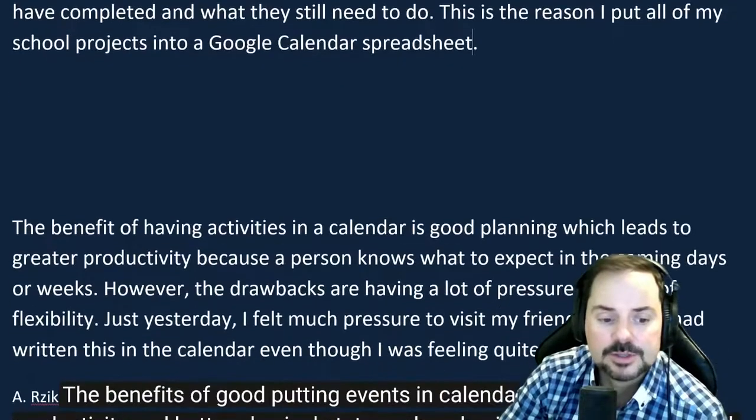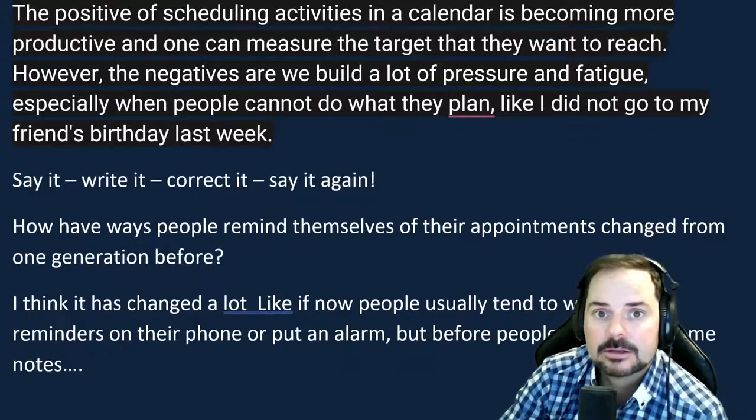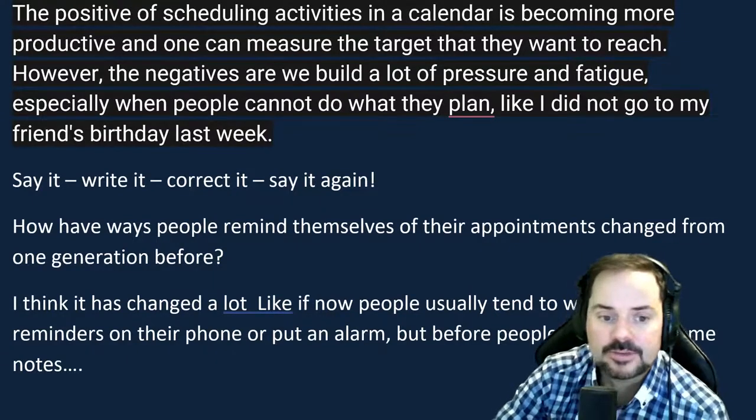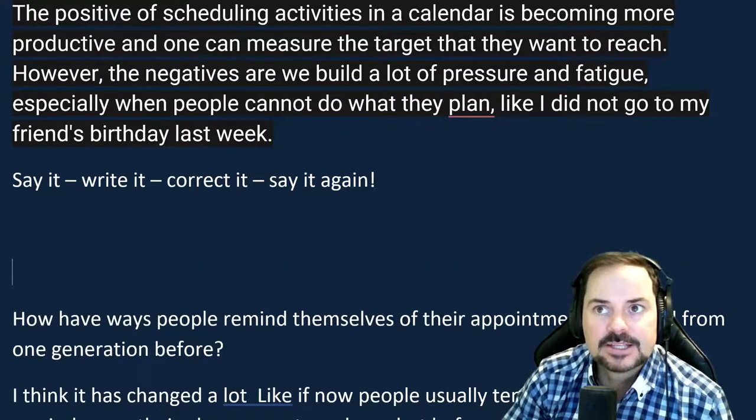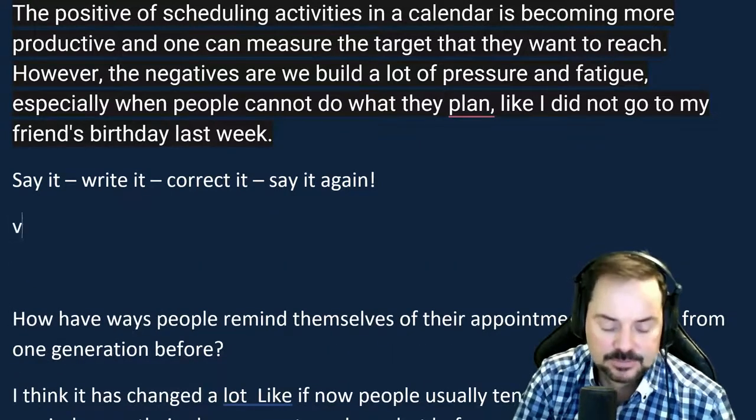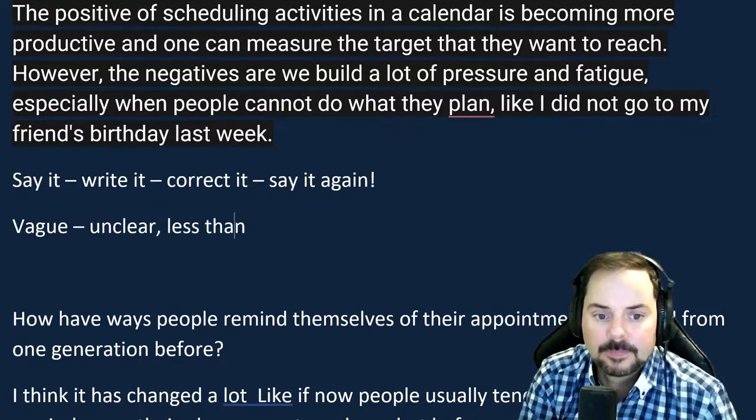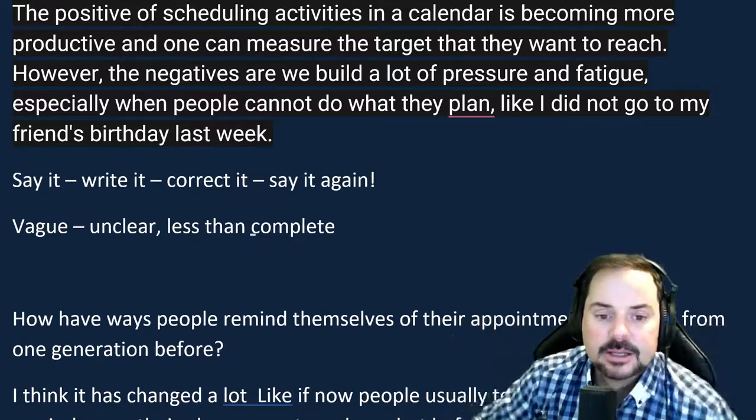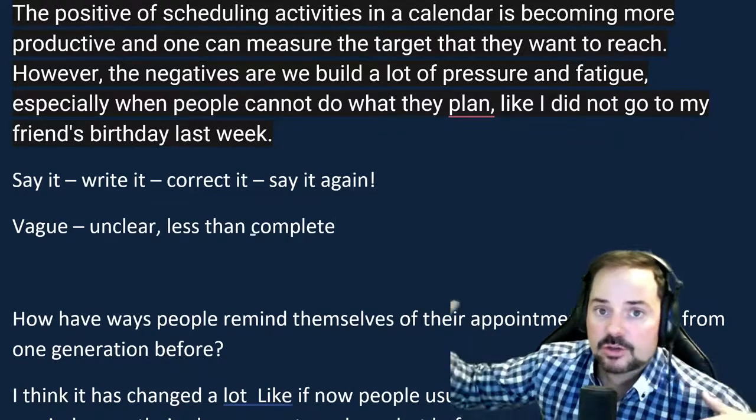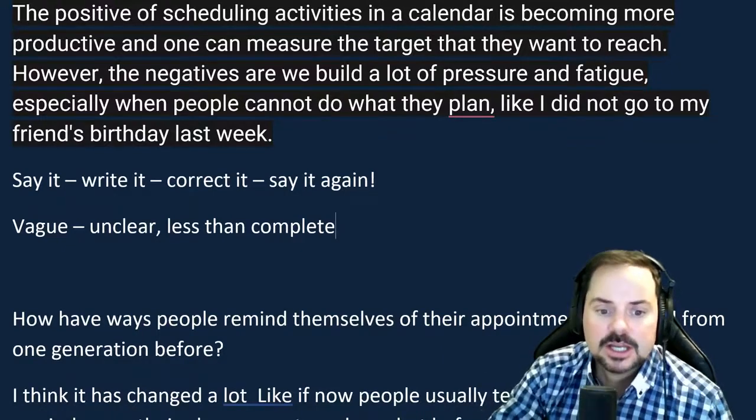Good. Okay. So the same idea for the following answers. They were a little bit vague. Do you know this word vague? V-A-G-U-E. Vague means a little bit less than complete. It means unclear, less than complete. And you want to find that happy medium, that happy level of answer in IELTS where it's not too much, you're not going off topic, but you're also giving clear answers, explanations, examples.